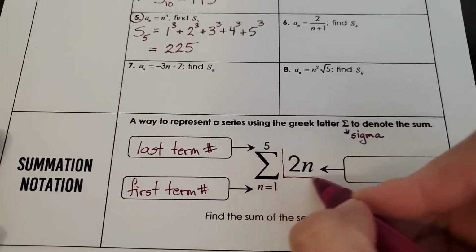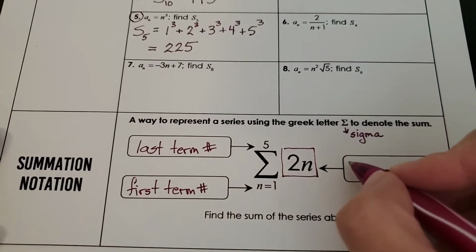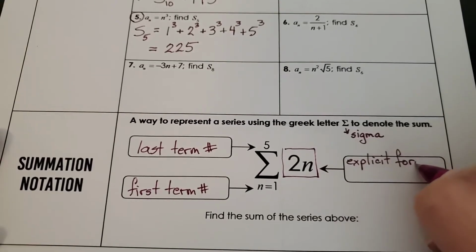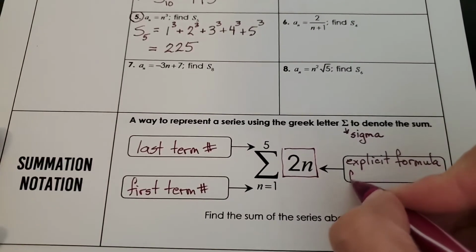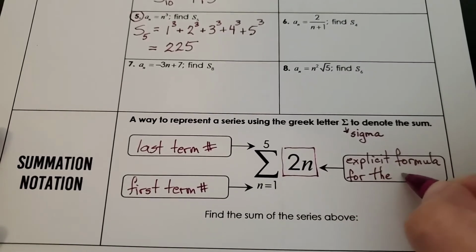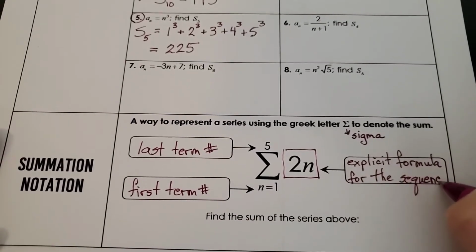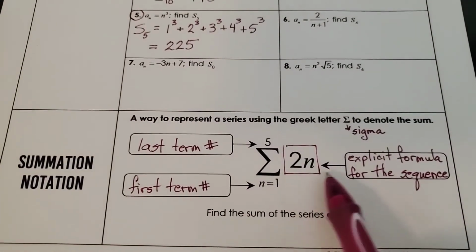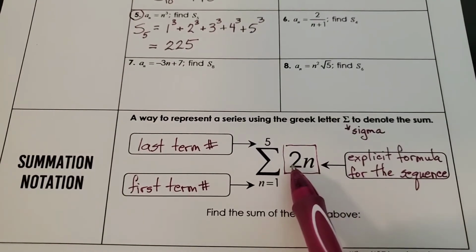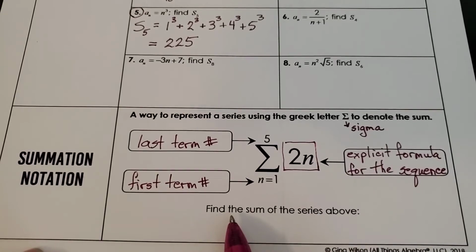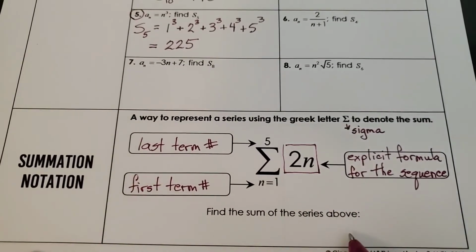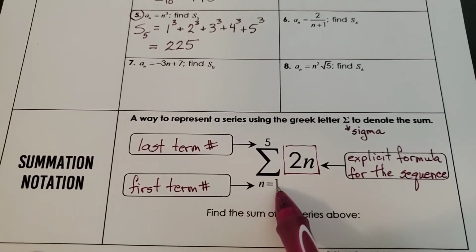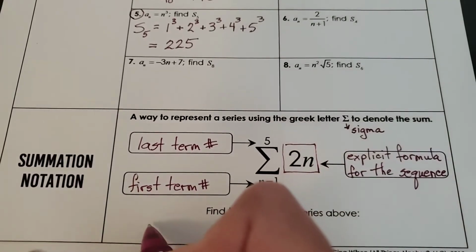This right here, that is the explicit formula for the sequence. That's how we figure out what each term value is. So this is saying whatever the term number, I'm going to multiply it by 2. So let's actually find the sum of this series. We're going to write it out. And so I'm going to want to see those terms written out. I'm going to start with 1, plug in 1. 2 times 1 is 2.